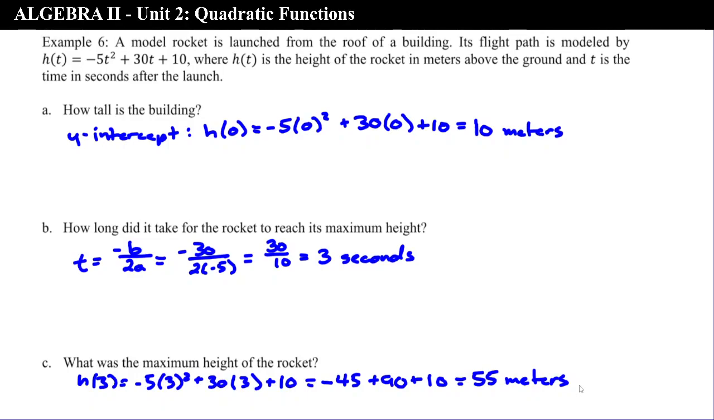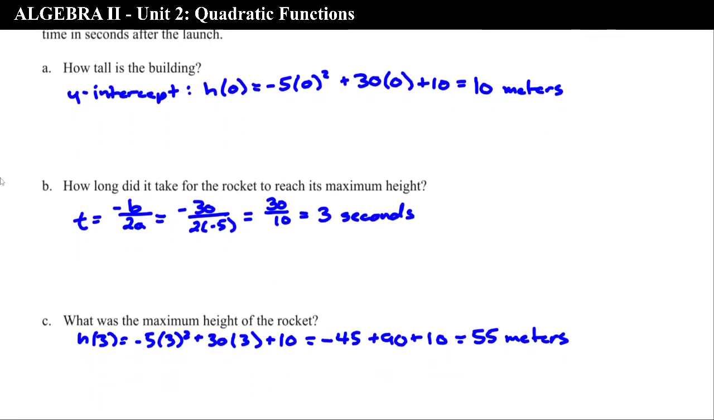So you'll notice finding these pieces of information aren't necessarily hard. It's not necessarily a lot of work. You just need to know what you're looking for in each of those. And you need to know what point on the parabola you're at for each of these events.